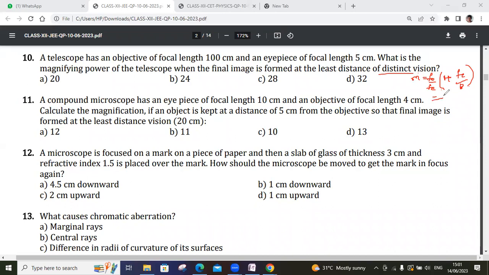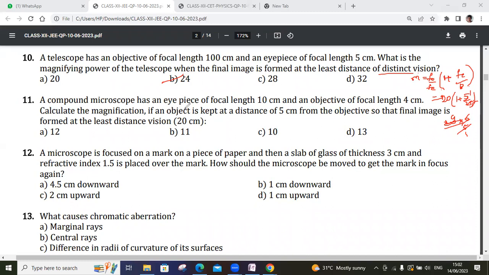So this will be equal to FO is 100, 100 by 5, which is 20, into 1 plus FE is 5, 5 by 25. 1 is 5, 5 plus 1 is 6. So 20 into 6 by 5. 5 fours are 20, 4 sixes are 24. So it is 24. Now we have a compound microscope.